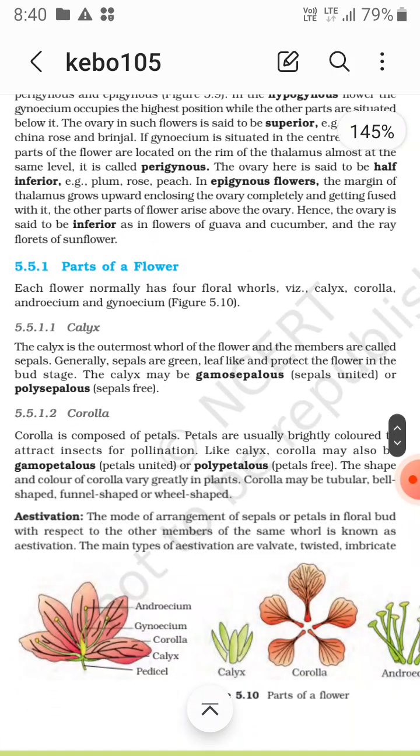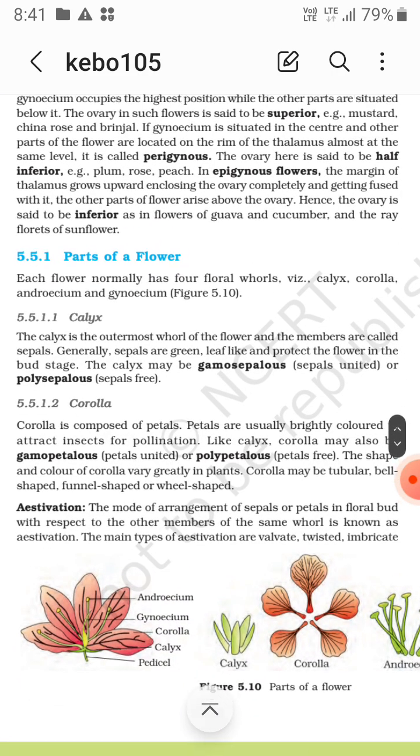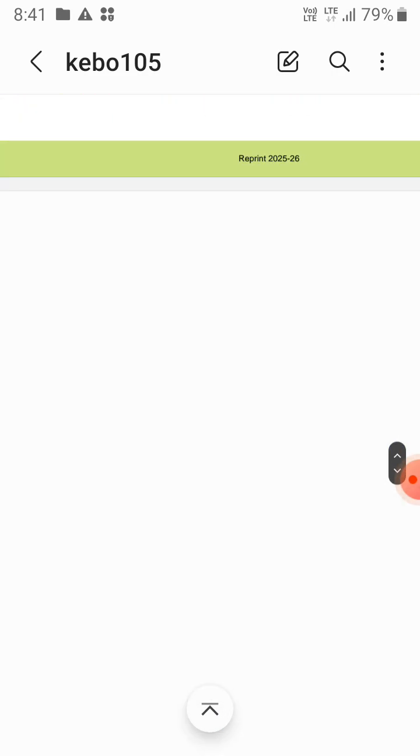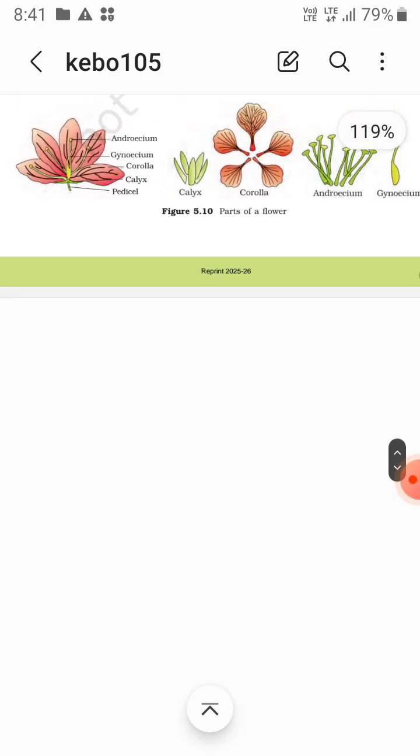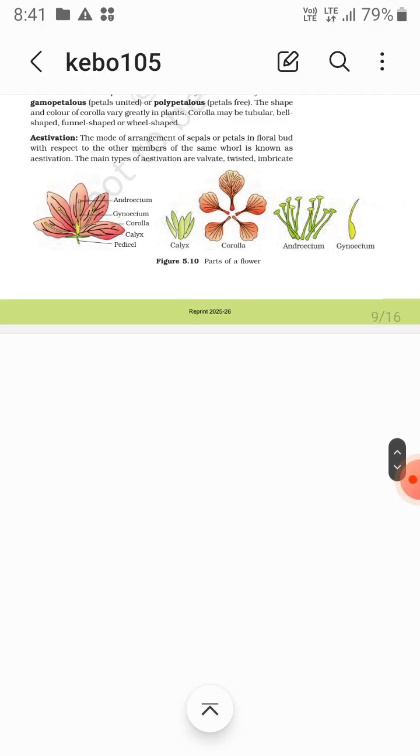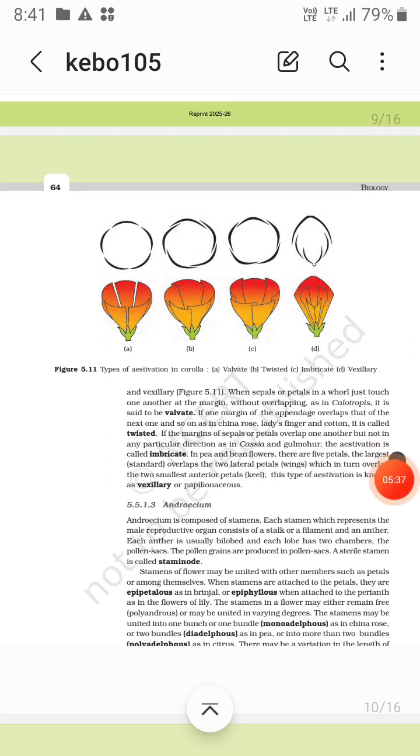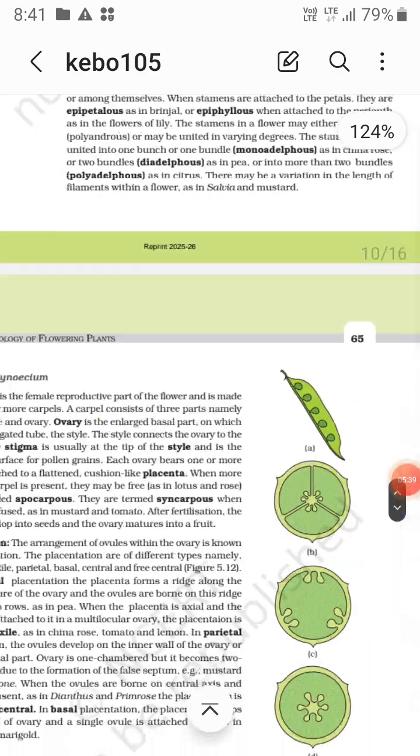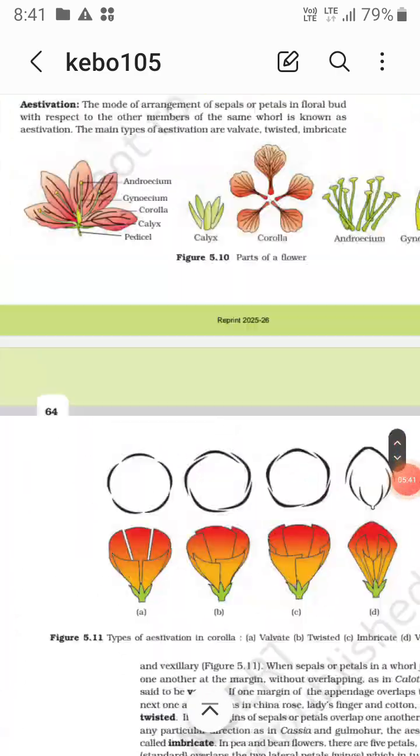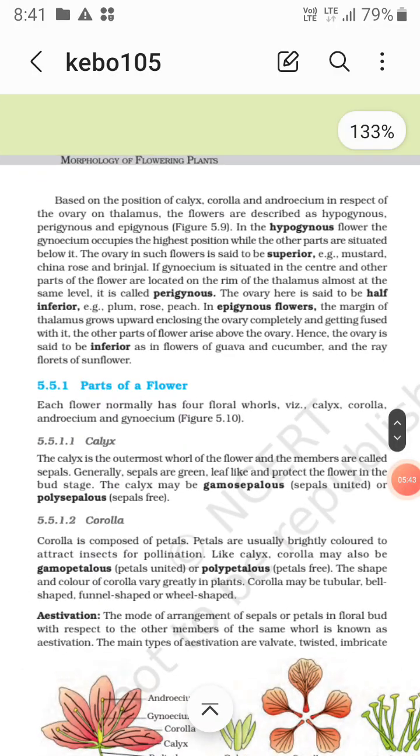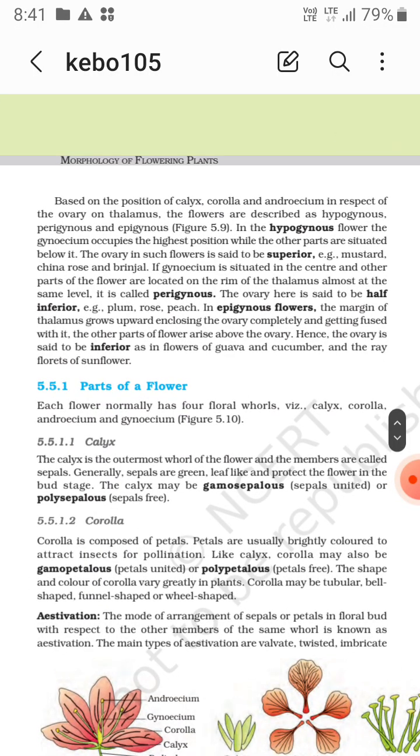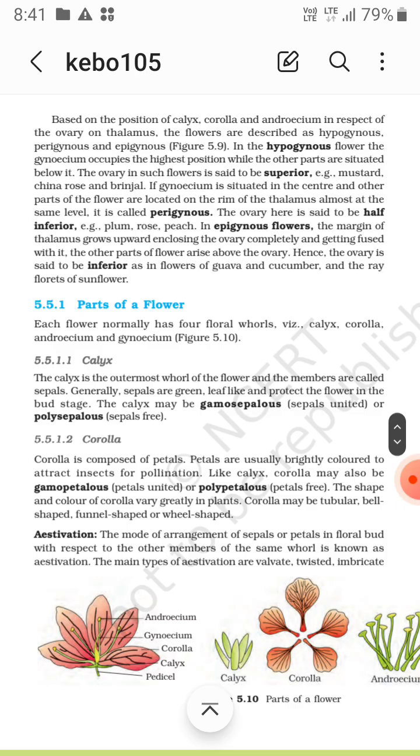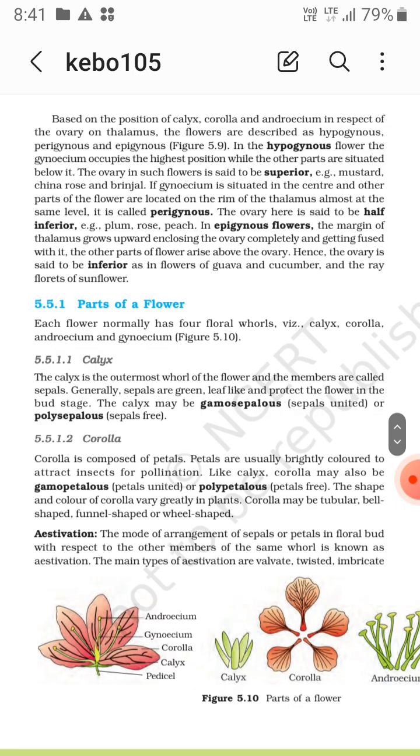Okay, now parts of a flower. They have calyx, corolla, and what next? They have the calyx, corolla, then androecium, and then gynoecium. So we are studying the parts of a flower. Each flower normally has 4 floral whorls: calyx, corolla, androecium, and gynoecium. Calyx, these are green in color. They are also called as sepals, right?